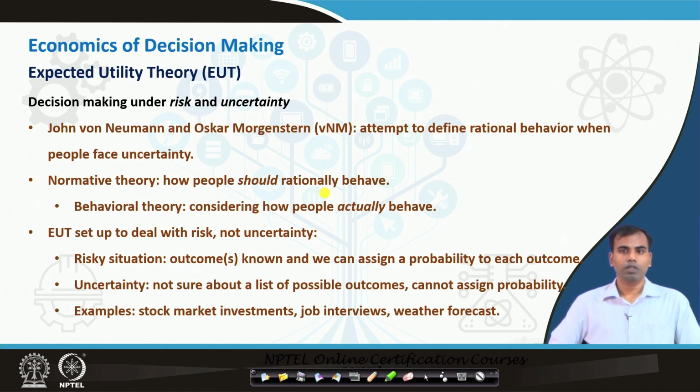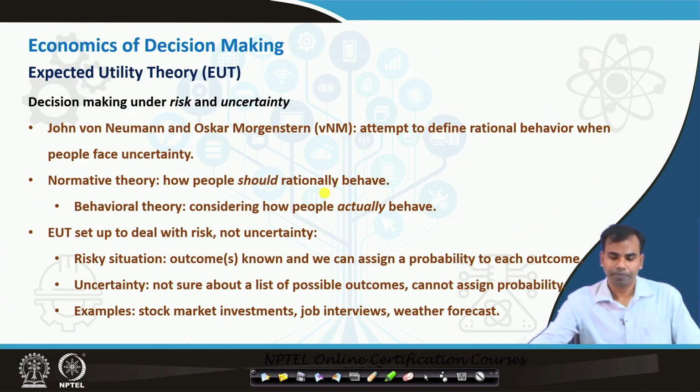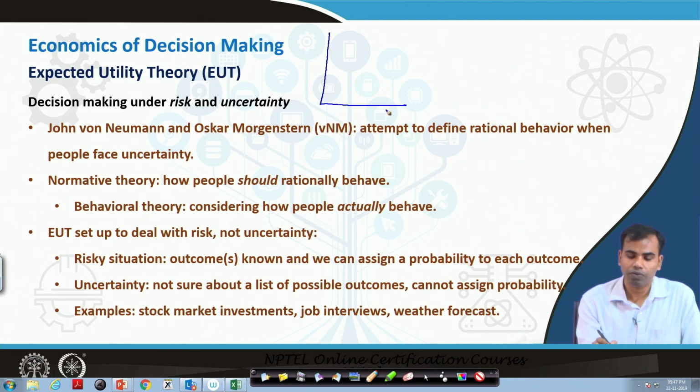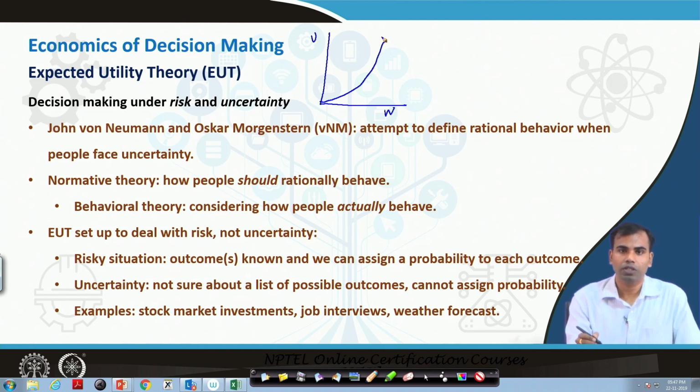Just to showcase how the utility functions of three different types of individuals would look, let me try to explain here. If you are a risk seeker, basically you want to be compensated for the risk that you are assuming, then your utility function would be a curve something like this, where you have wealth and then you have utility. In case you are an individual who does not want to assume risk, which means you are risk averse, the utility function that you will carry should look like a curve something like this, where your utility function would be increasing in the beginning and then stabilizing.